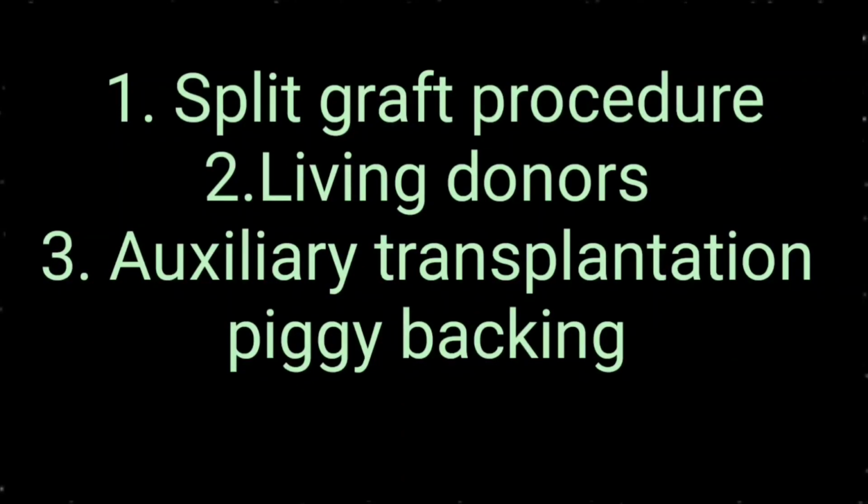There are three types of procedures available. The first is the split graft procedure, in which a cadaver liver is used. A single organ donation benefits two or more patients. Usually the left lateral segment is used for a child and the right lobe for an adult recipient, but mind you, this is from cadaver origin, and this is called the split graft procedure for liver transplantation.